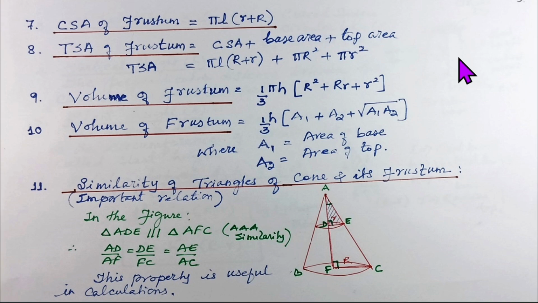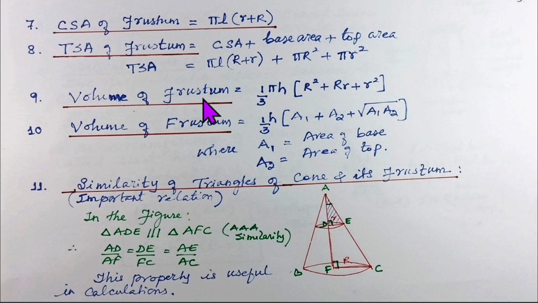Now the other important formulas are the curved surface area of a frustum is pi l (R plus r), capital R plus small r. Then total surface area of a frustum is equal to the curved surface area plus the base area plus the top area. Therefore total surface area is equal to the curved surface area, which is pi l (R plus r), base area is pi R square, and the top area is pi r square. When we add all these three, we get the total surface area of frustum.